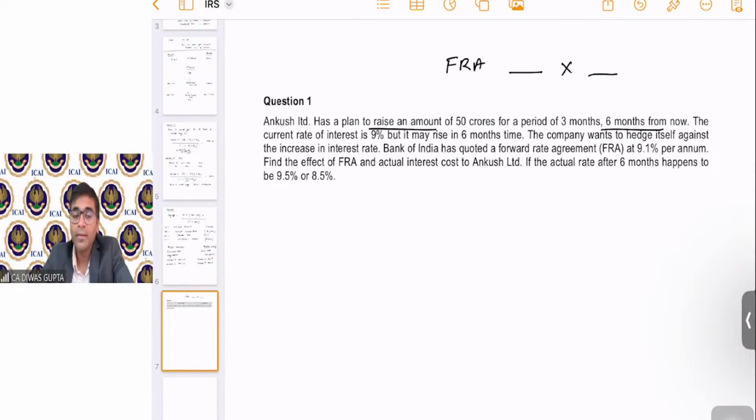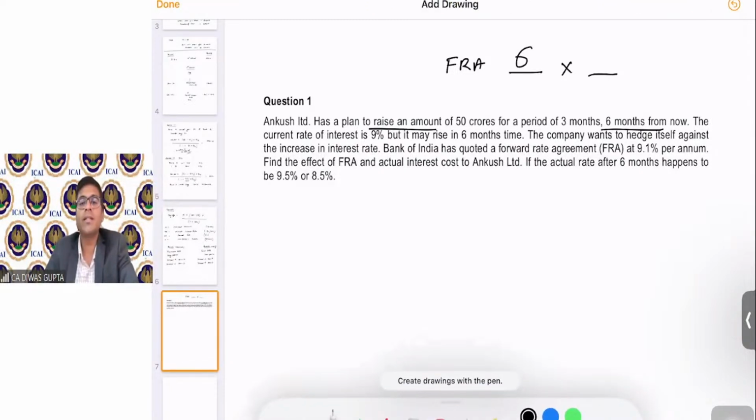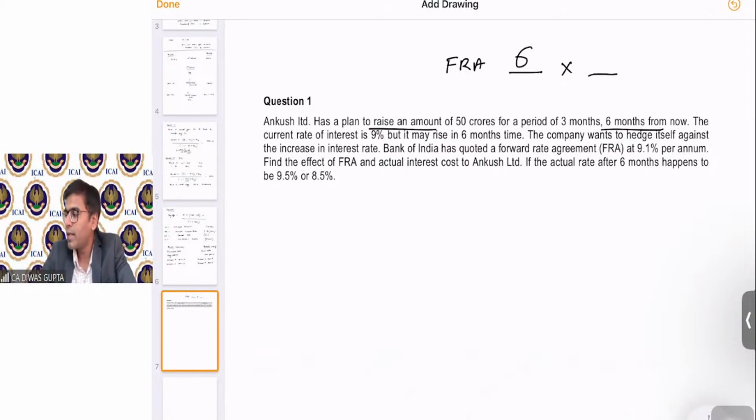Please read it again. Ankush Limited has a plan to raise an amount of rupees 50 crores for a period of 3 months, 6 months from now. What is the duration? 3 months. When is this transaction going to start? After 6 months. So our first value is 6. Prashant, Gurram, Kusuma, all three of you are correct now.